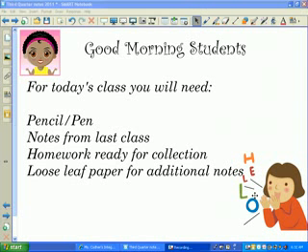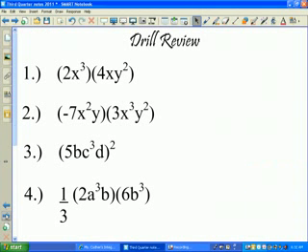So today I'm going to collect the homework, which was the last 4 problems that we did last time. And then we're going to do a continuation of our notes on exponents. So after I collect, or while I'm collecting the homework, you have a drill.